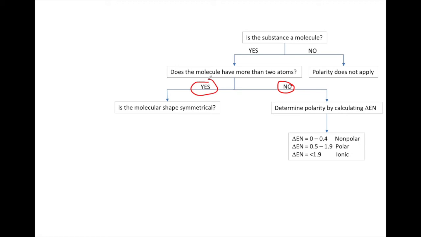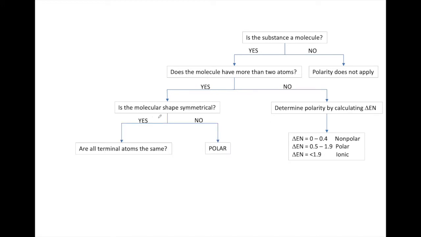If the answer is yes, then we look at the symmetry. Is the molecular shape symmetrical? We define what that means, yes or no. If the molecular shape is not symmetrical, then the molecule is polar. Simple as that. If the molecule is symmetrical, then we have to ask, are all the terminal atoms the same? If the answer is no, they're not all the same, the molecule is polar. If the terminal atoms are all the same, then the molecule is nonpolar.